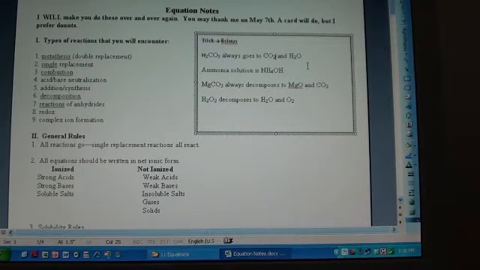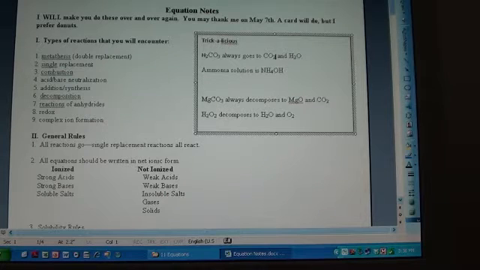All right, if you see something that says ammonia solution, it's NH4OH. Ammonia solution does not stay like that. If you produce ammonia solution, guess what happens to it? It becomes NH3 and water.